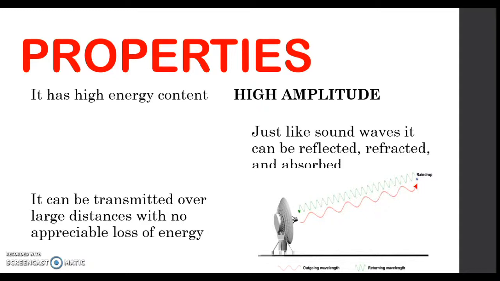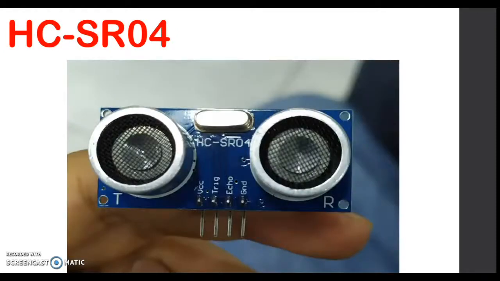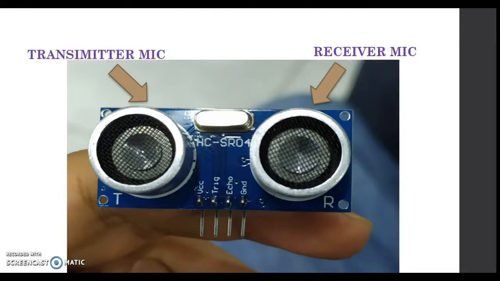Now, let's proceed to ultrasonic sensor design. Here we have an HC-SR04 ultrasonic sensor. Now, the HC-SR04 has two microphones. The first one is the receiver mic. The other one is the transmitter mic. These microphones are used in order to send the ultrasonic wave and receive the ultrasonic wave.